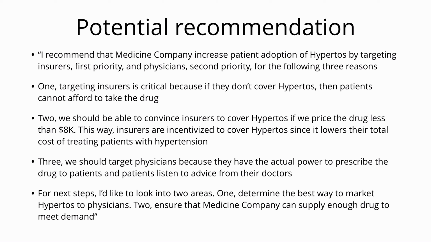1. Targeting insurers is critical because if they don't cover hypertose, then patients cannot afford to take the drug. 2. We should be able to convince insurers to cover hypertose if we price the drug less than $8,000 per patient. This way, insurers are incentivized to cover hypertose since it lowers their total cost of treating patients with hypertension. 3. We should target physicians because they have the actual power to prescribe the drug to patients, and patients listen to the advice from their doctors.